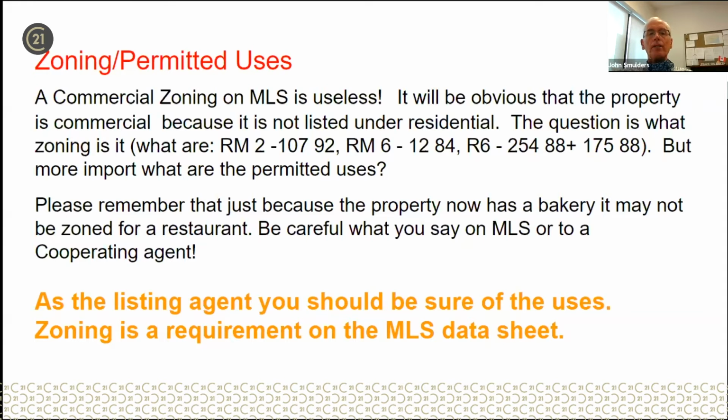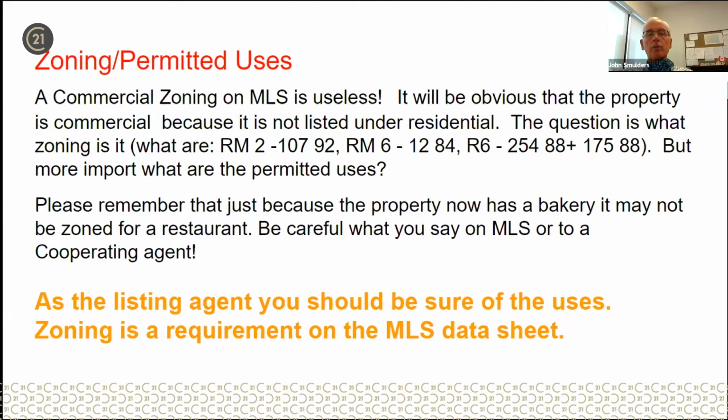The question is, what is it? What is the zoning? I don't know what an RM2 107 and 92 is. I don't know what an RM6 1284 is, an R6 254 88 and 175 88. I picked these out of the Richmond Hill zoning map for commercials. I have no idea what these things are. So sometimes in a commercial listing, you'll see commercial zoning. Well, that does the tenant and the cooperating brokerage no good whatsoever. We know it's commercial. It's in the commercial MLS portion.